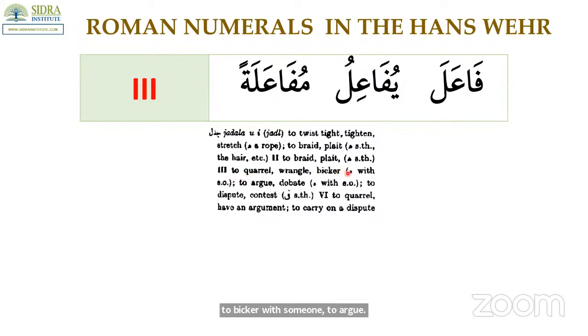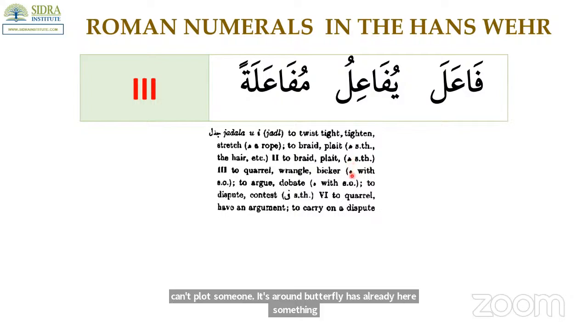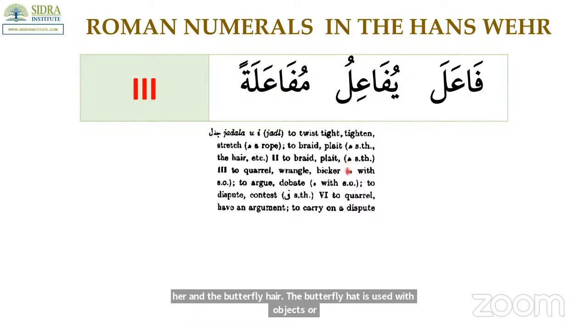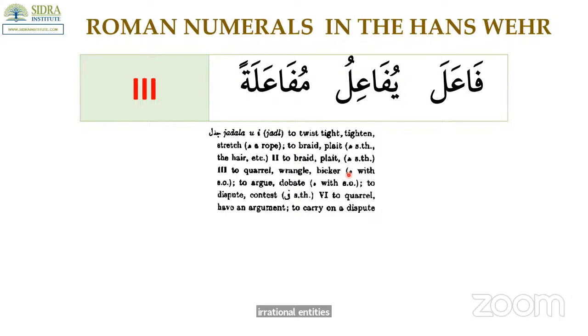Notice here it has the round ha, which means it is used with intellectual beings, so to argue with someone. Whereas at the top, to plait, you can't plait someone; it has the butterfly ha. We mentioned this last time as well, the difference between the round ha and the butterfly ha. The butterfly ha is used with objects or irrational entities, and the round ha is used with rational entities like human beings, someone.